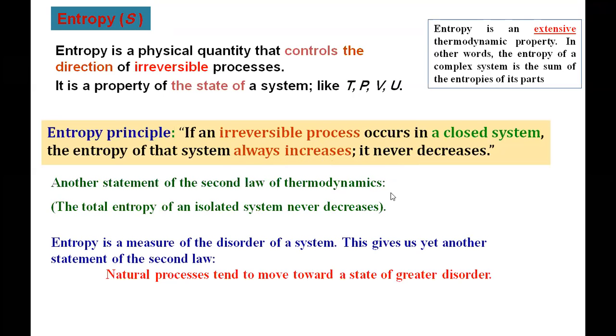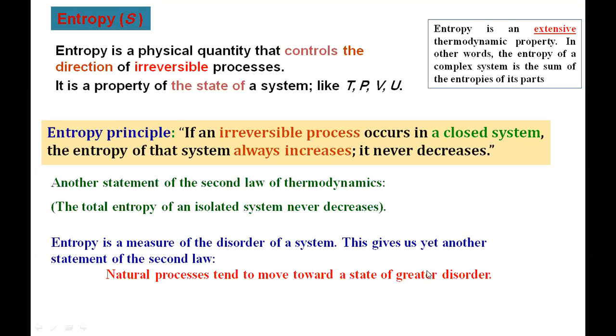Another statement of the second law of thermodynamics is that the total entropy of an isolated system never decreases. Okay, this is another statement of the second law. So entropy is a measure of the disorder of the system, the atoms that are not arranged. If we shuffle the atoms, this is the entropy which can be measured. So this gives us yet another statement of the second law: natural processes tend to move toward a state of greater disorder.